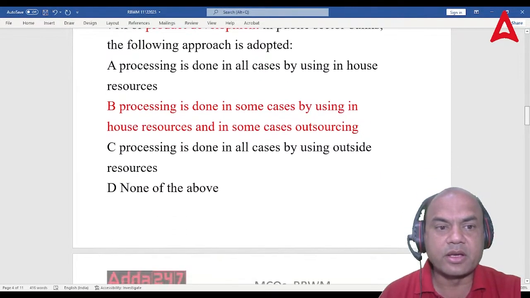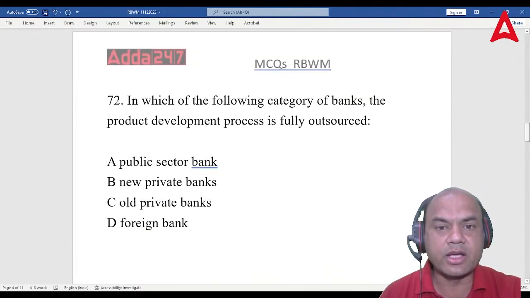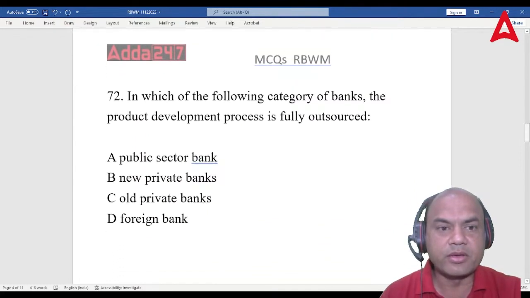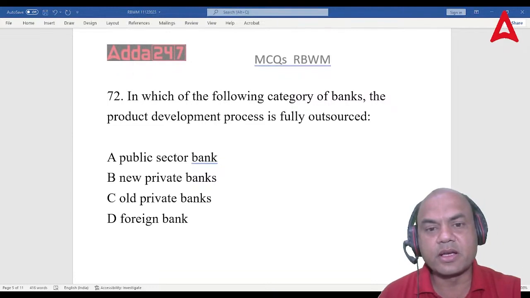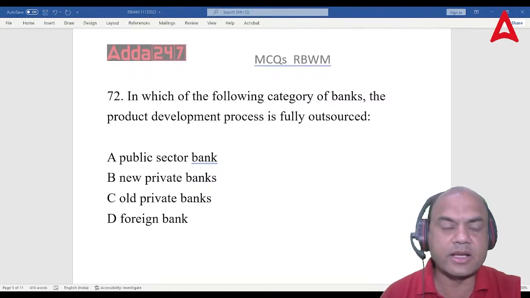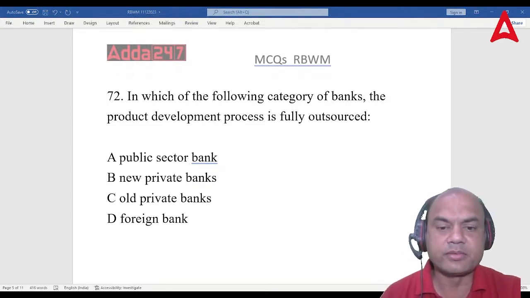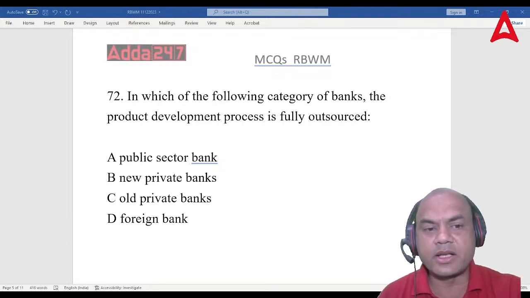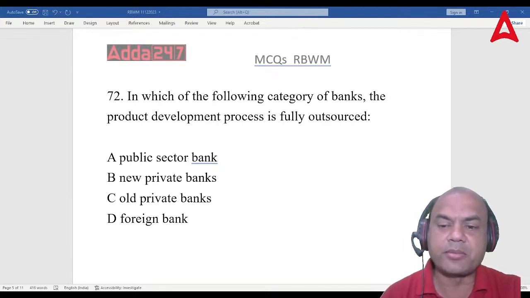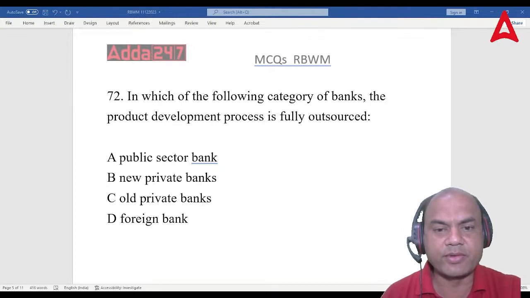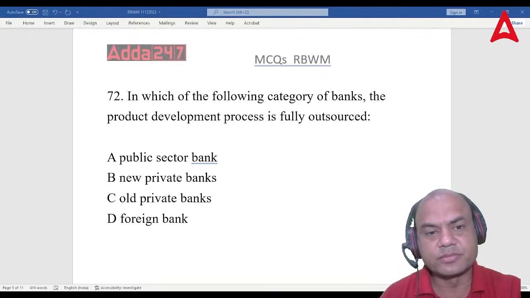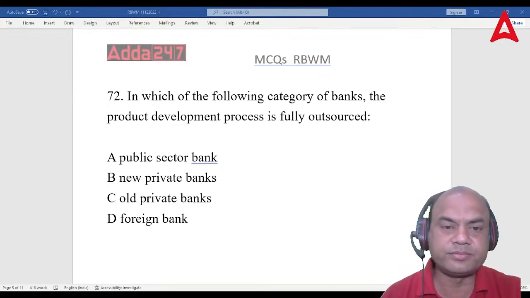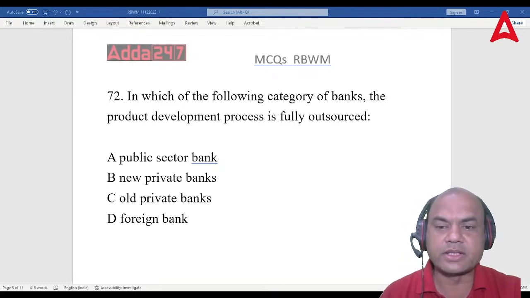Next one, are you with me everyone? Are you with me? Everyone okay with this? How's it going? Are you understanding it? Type yes in the comment section. Everyone, are you following it? Chalo, next one.